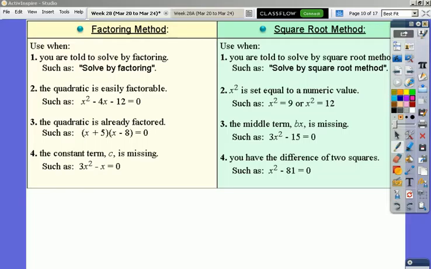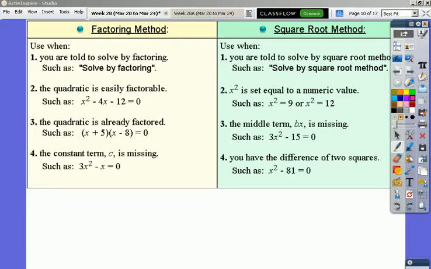Whereas here, if x squared is set to a numeric value, so like we said, x squared equals 25, then you're going to have to use solving by square roots. You're going to have to introduce a square root to get x, right? x is positive or negative. Does that make sense? Number 3, the quadratic is already factored. So if you already have something like this, the factors are x plus 5 and x minus 8, then you already know the value of x is negative 5 and positive 8, right?